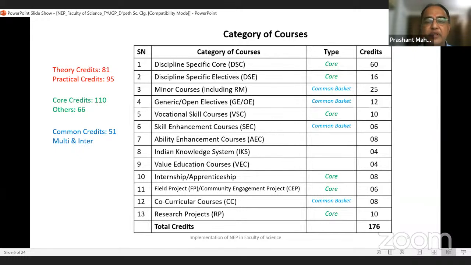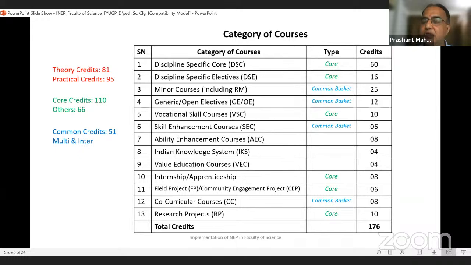Other than this, you have the ability enhancement courses. We are offering compulsory English in the first and fourth semesters, and in the second and third semesters, we are offering 6 different languages, including supplementary English, worth 8 credits under ability enhancement courses.